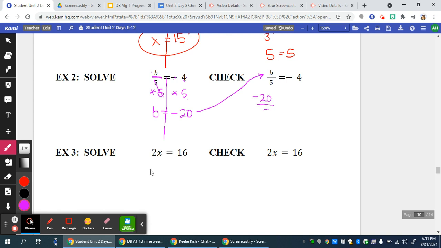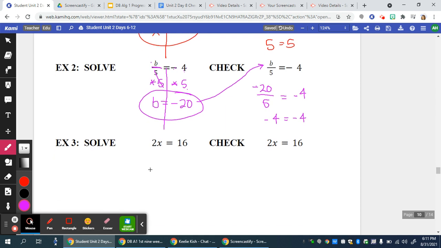Just like always, we check. Negative 20 divided by 5 should equal negative 4. A negative and a positive make a negative. 20 divided by 5 is 4, so negative 4. So b is in fact equal to negative 20.